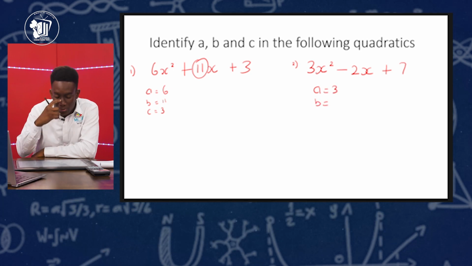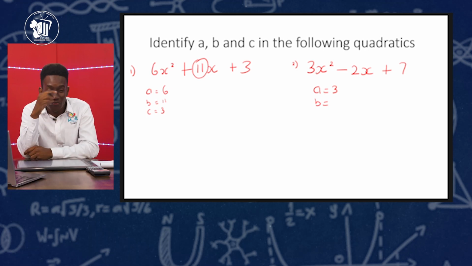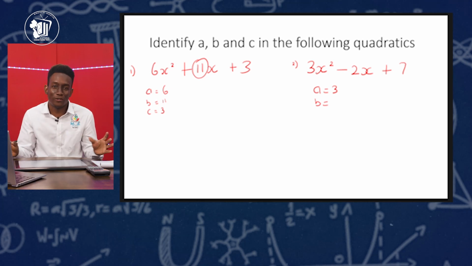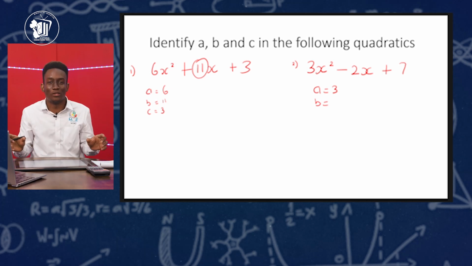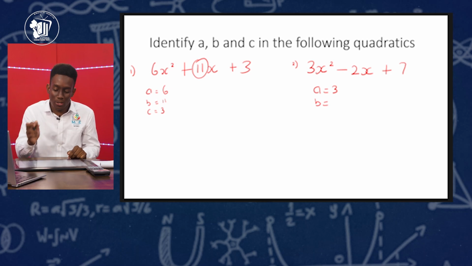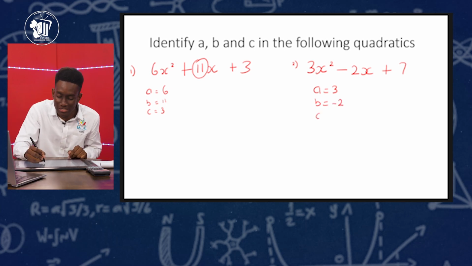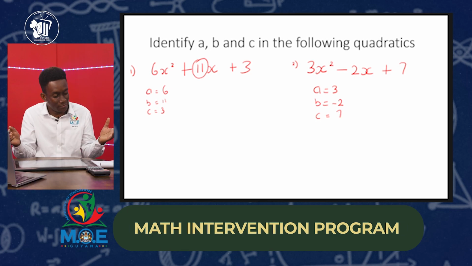B in this example would be, now we got to be careful with B. We see there's a 2 in front of the x, but there's a sign in front of that 2. Whatever sign is in front of a number, whether minus or plus, that is a sign that is governing that number. So in this case, B would be negative 2. And C would be 7, the number by itself.